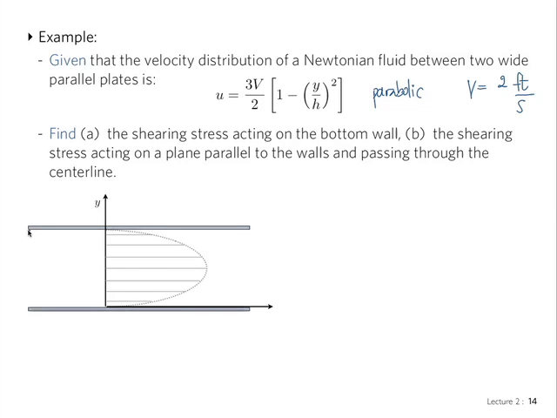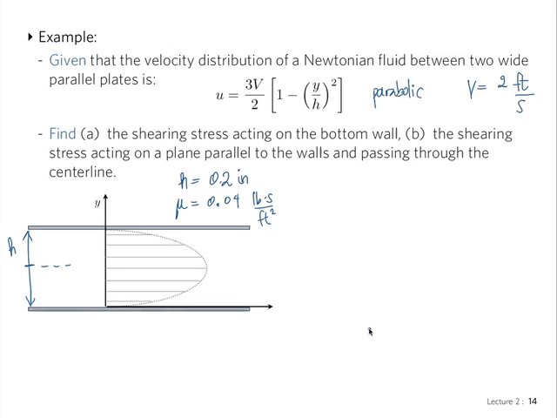Also, we're going to have a measure of the width of this channel between the two parallel plates. We have h on each side of the center line, and h is equal to 0.2 inches. And finally, the Newtonian fluid has a given viscosity of 0.04 pounds second divided by feet squared.